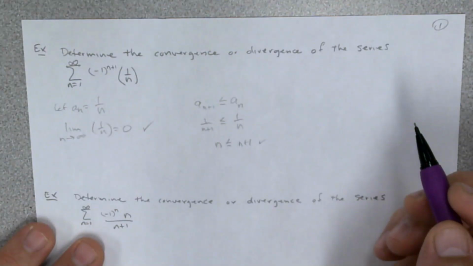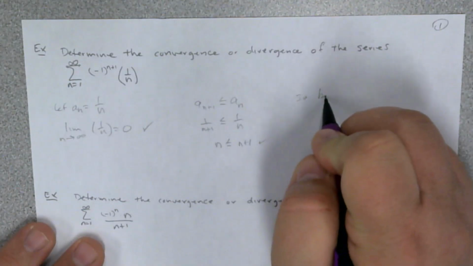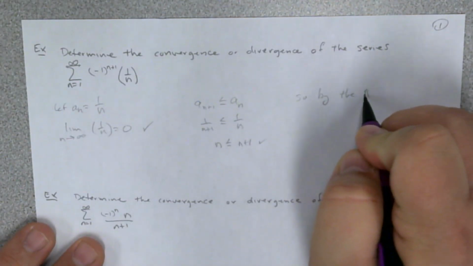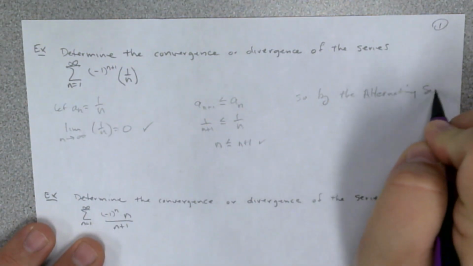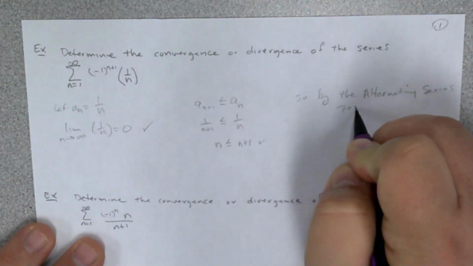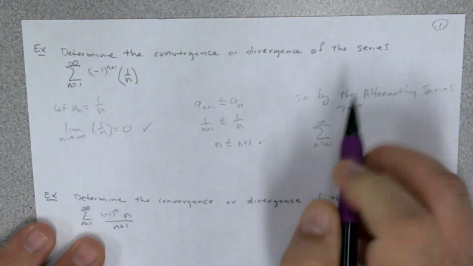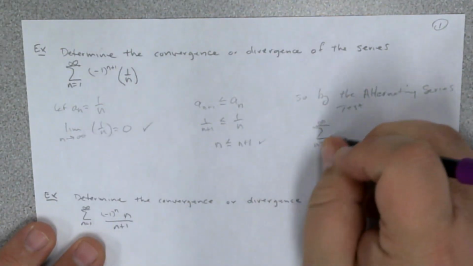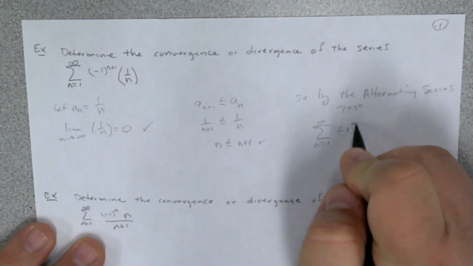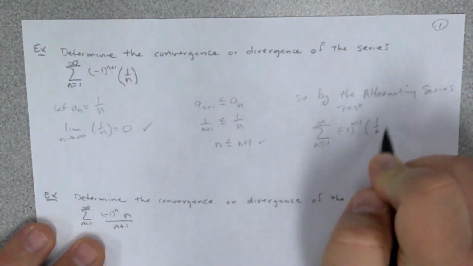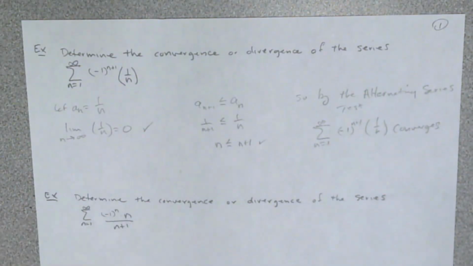Okay, so from those conditions right there, we can say, by the alternating series test, this sum, going from 1 to infinity, of this converges. And there you go.